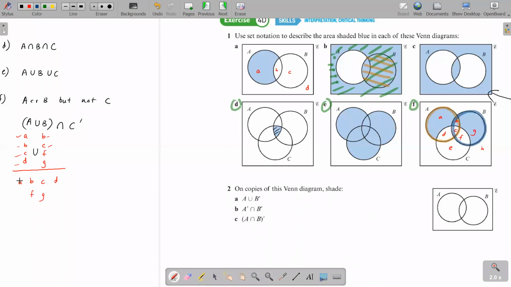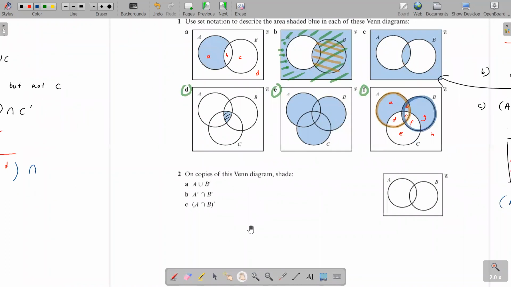Okay, so you're supposed to take this answer intersection with C dash. Okay, what do you mean by C dash? C dash means the regions outside. C dash means the regions outside of circle C. So what are the regions outside of circle C?